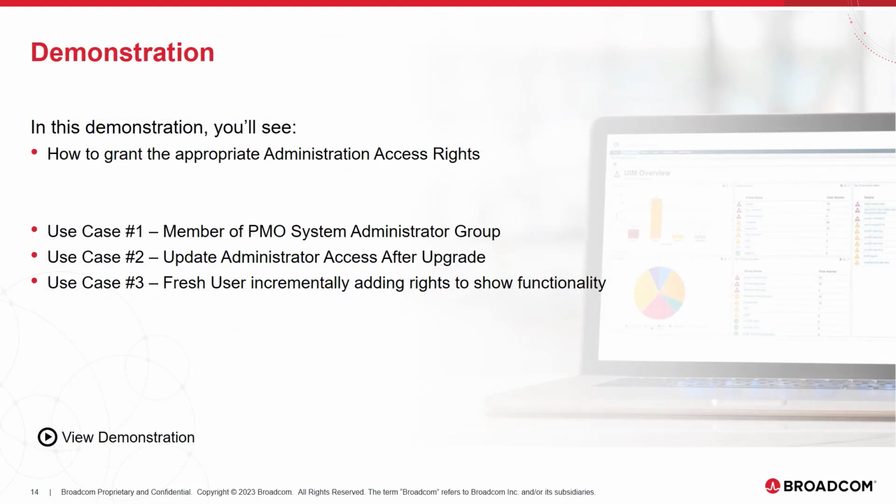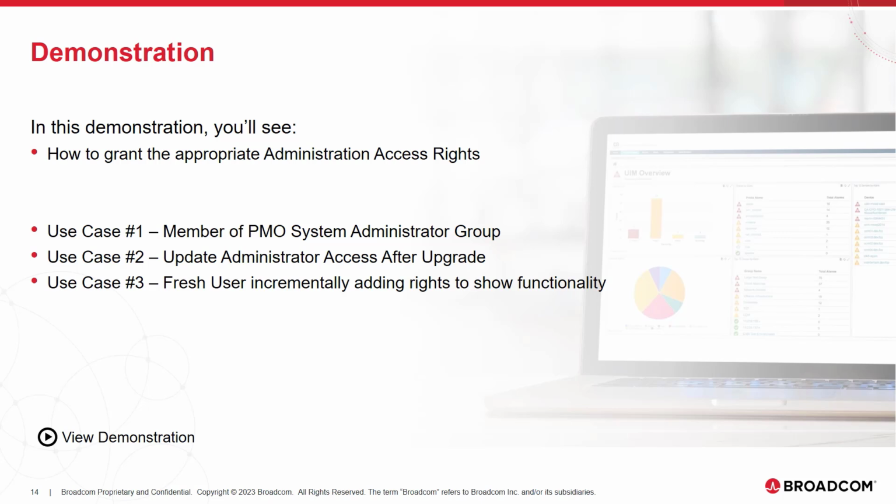In this demonstration, you'll see how to grant the appropriate administration access rights. We'll cover 3 different administrator use cases. Our first administrator is granted access through the PMO System Administrator Group. This is an out-of-the-box system group that allows the administrator to manage the system by having all global rights to access all features and edit all records in the product.